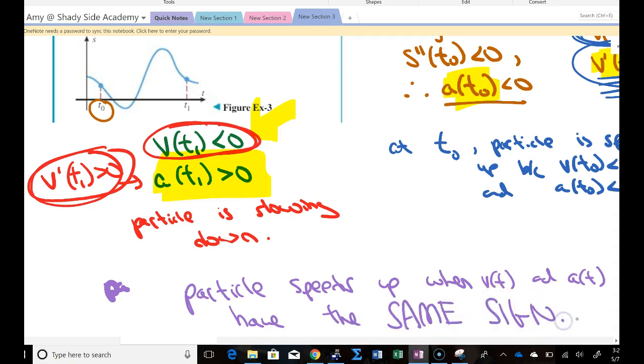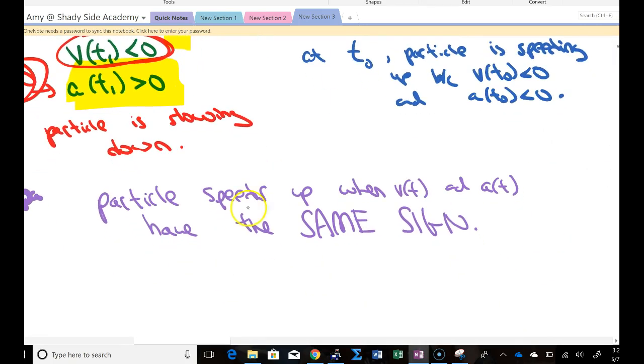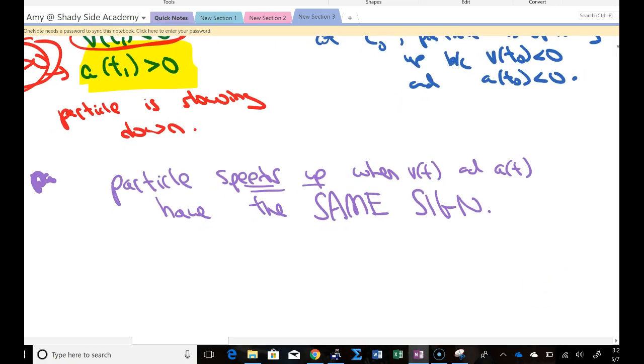It's not just saying acceleration is positive. If acceleration is positive, the particle is speeding up. No, no, no. It's also not okay to say that velocity being positive means the particle is speeding up. No, no, no. Speeding up or slowing down has to do with the relationship between V and A. Okay, you can write the second statement here, particle slows down when V and A have the opposite sign.